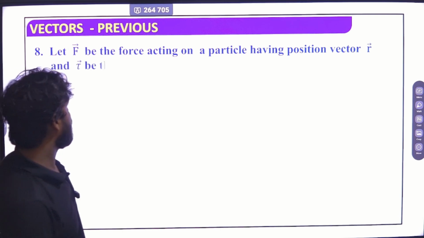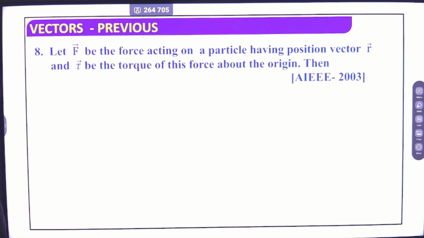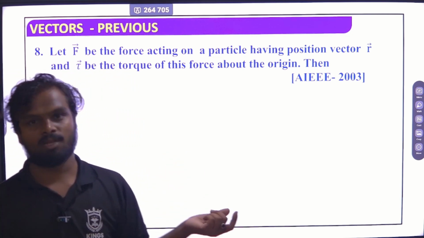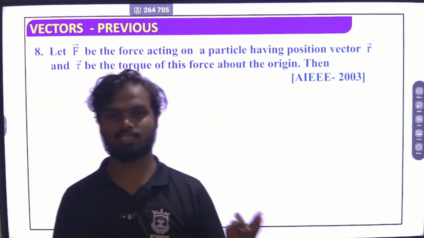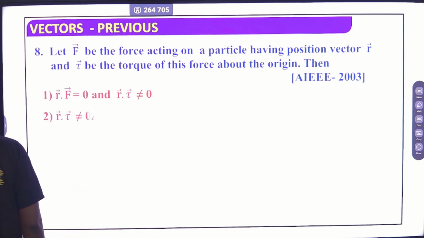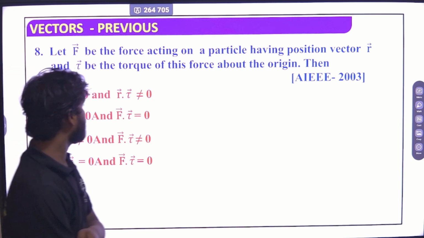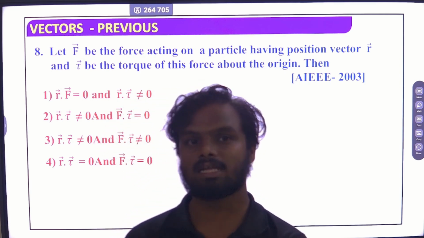Let a force act on a particle having a position vector r, and let tau be the torque of that force about the origin. Then the simple formula is here. We read the formula. What is the formula? Tau is equal to r cross F. Simple. Okay, it's saying, see, tau is equal to r cross F.